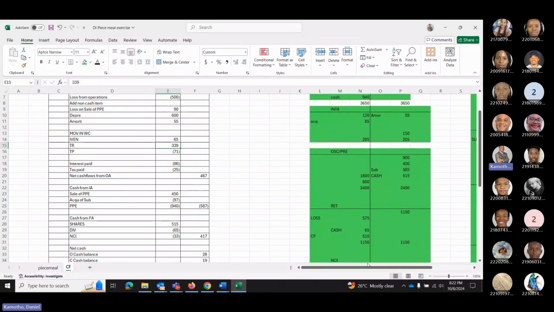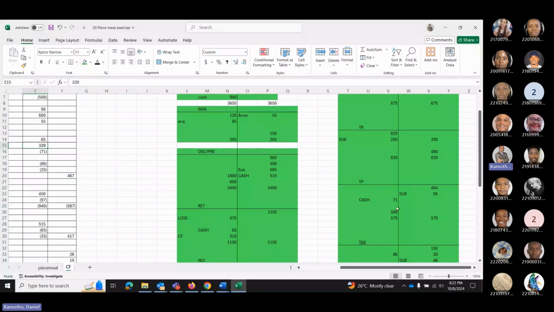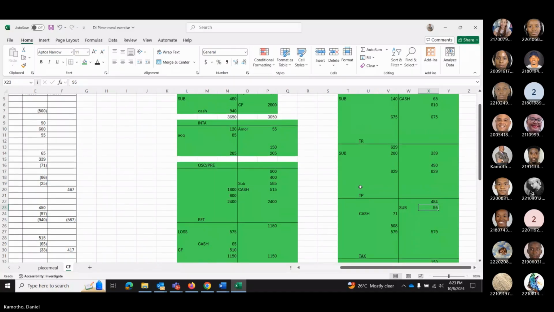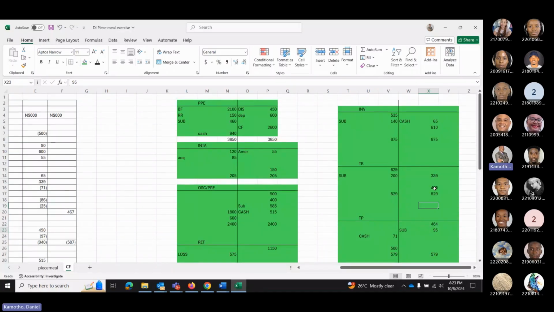I'm not sure about this trade receivable. I want to look at it. The trade receivable, we had a balance of 485. Is 71. Where are we getting the trade payable? I have 71. Where am I getting it? And 339. There was 490 and this too. So what happened? Trade receivable, we had a 629. Let me look at that because it's happening like 800.